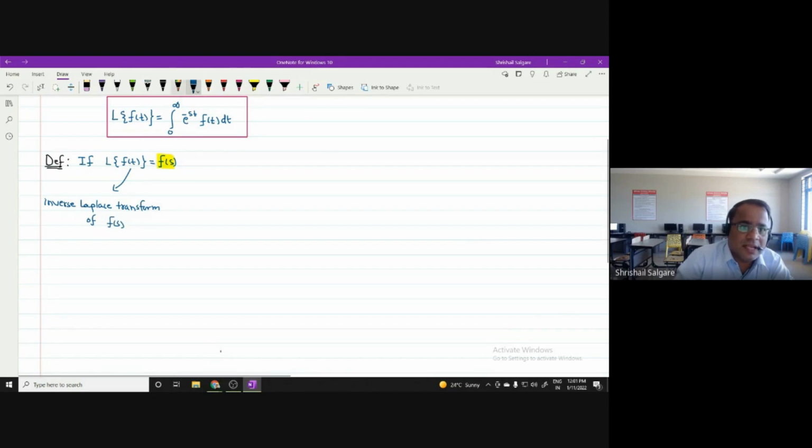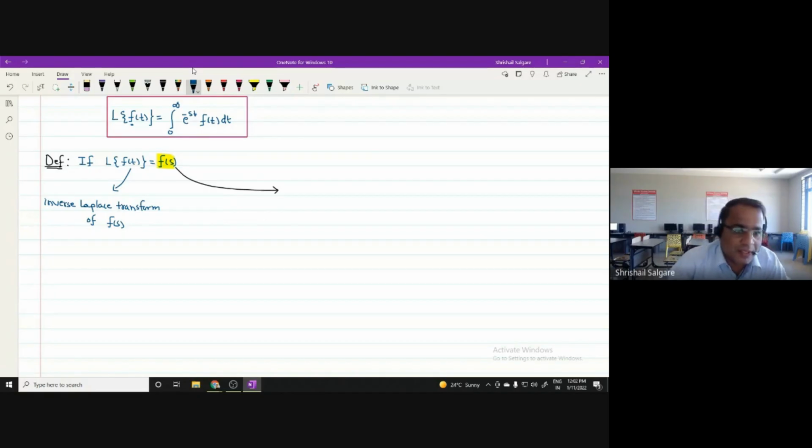Now the same thing we can write using an operator called the inverse Laplace. If you apply the inverse Laplace transform to both sides, which notation are you using, small f or capital F here? Quickly, refer to your notes. Small f, no issue.